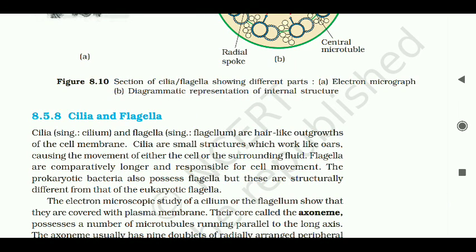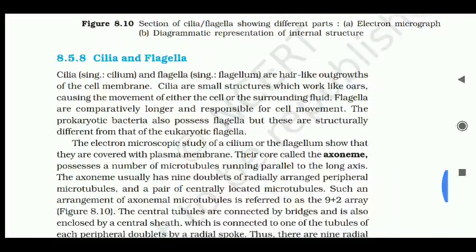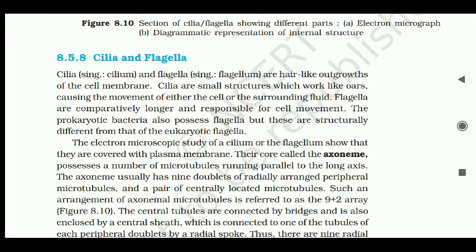Cilia and flagella. Cilia, singular cilium, and flagella, singular flagellum, are hair-like outgrowths of the cell membrane. Cilia are small structures which work like oars, causing the movement of either the cell or the surrounding fluid. Flagella are comparatively longer and responsible for cell movement. The prokaryotic bacteria also possess flagella, but these are structurally different from the eukaryotic flagella. The electron microscope study of a cilium or a flagellum shows that they are covered with plasma membrane.